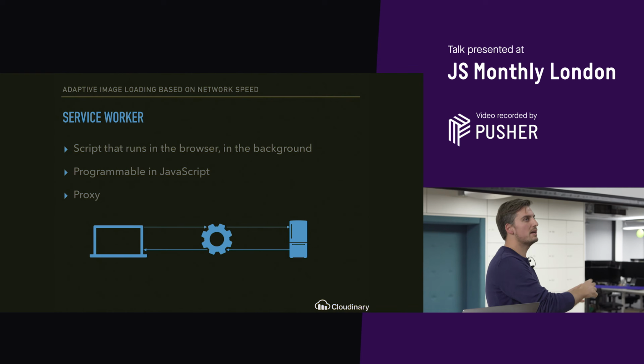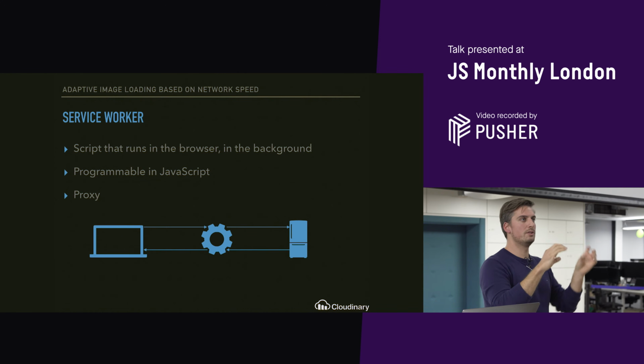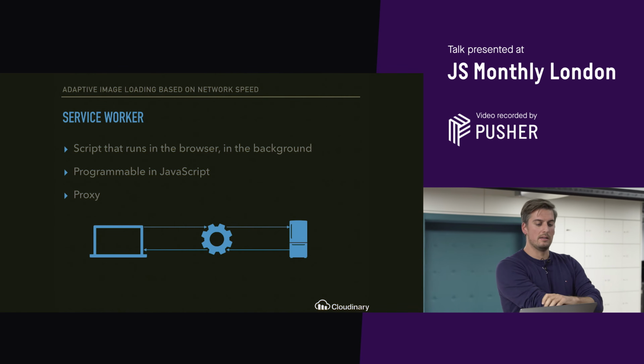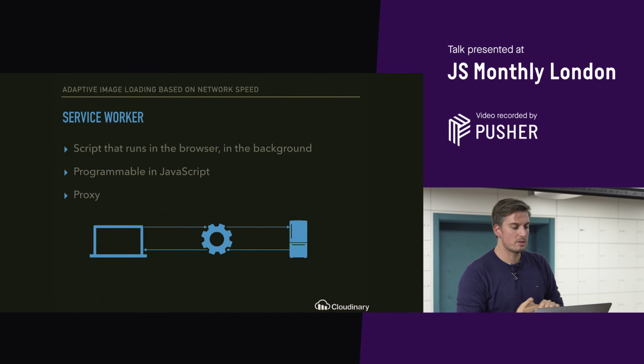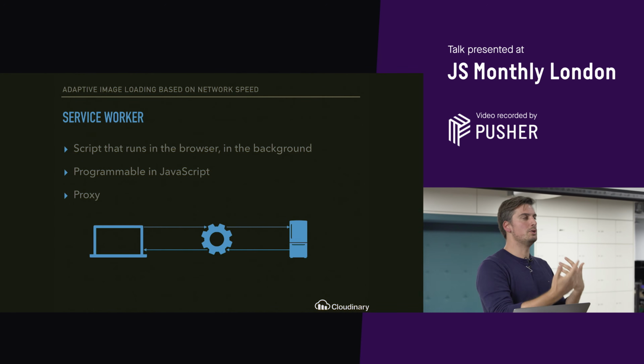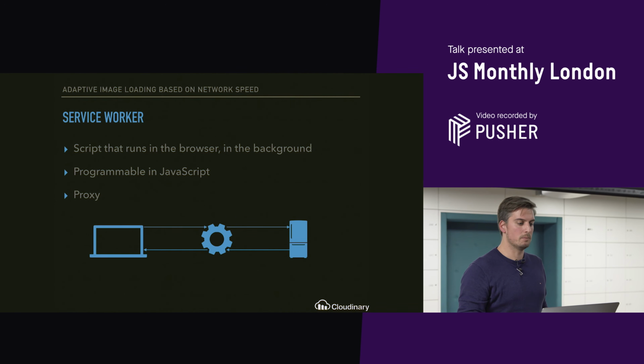So you make a request to somewhere, the service worker is between the response, and it can somehow alter the response or the request. It can add things to it, it can remove things from it, and we're going to be leveraging this in the demo as well. And essentially, the service worker is programmable using JavaScript. So you can write JavaScript code to code a service worker.